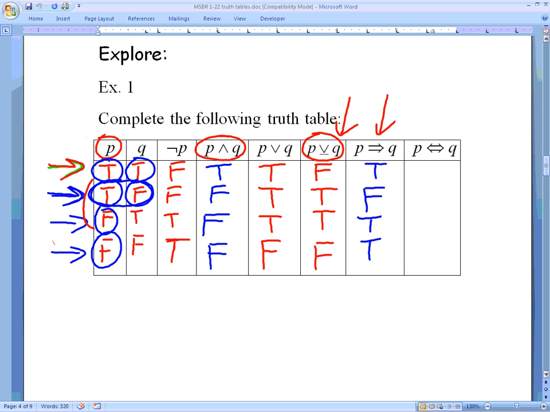I will talk about it in great detail next class. I'll give you some better examples, but I don't want to fill up a video with 10 minutes of me talking about why if-then is that way. But that's the truth table for if-then.